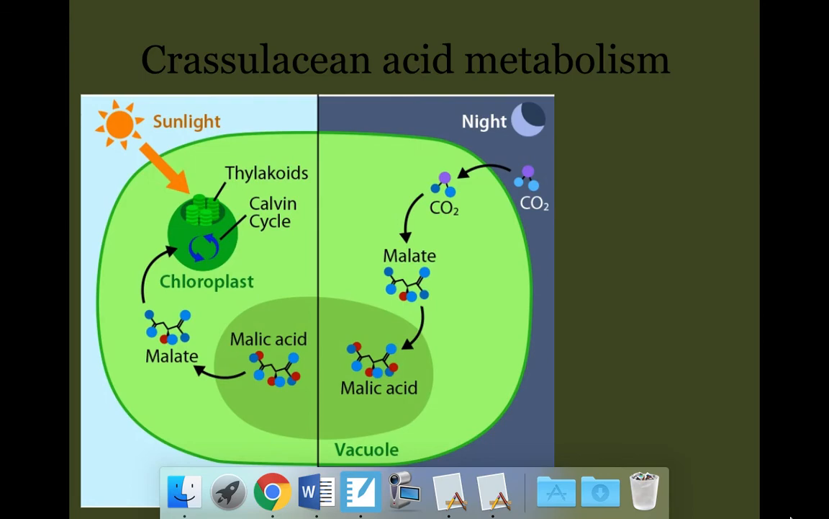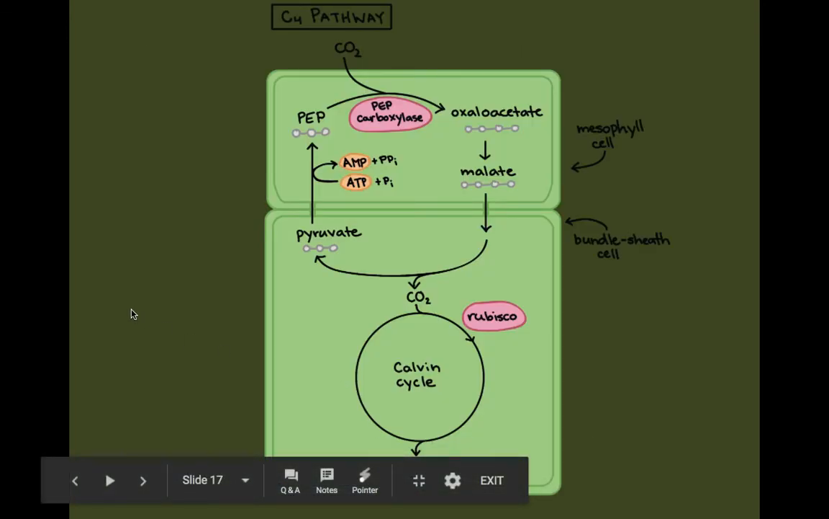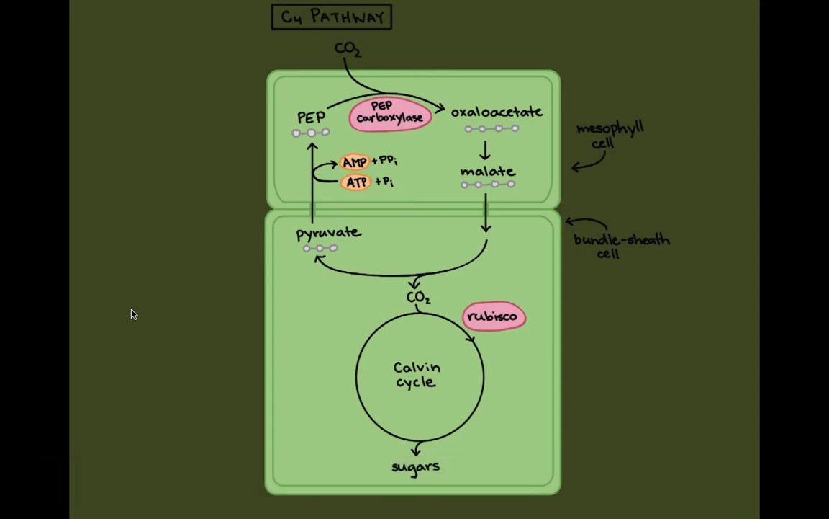So this is CAM, all right? C4, our sugary plants, is slightly different. So remember, the C4 plants are going to separate their gas intake from their Rubisco by space, sorry, right?